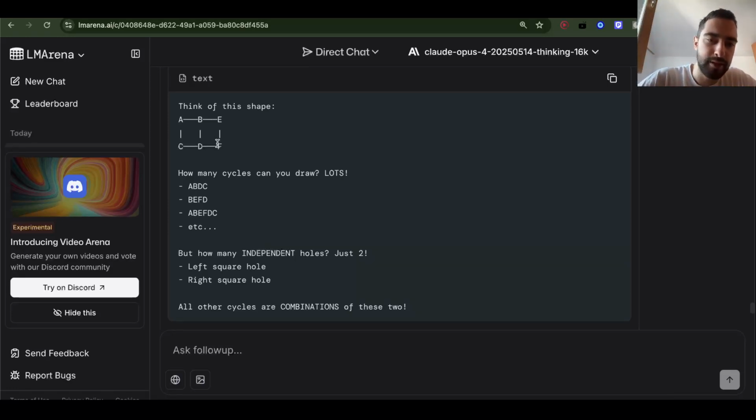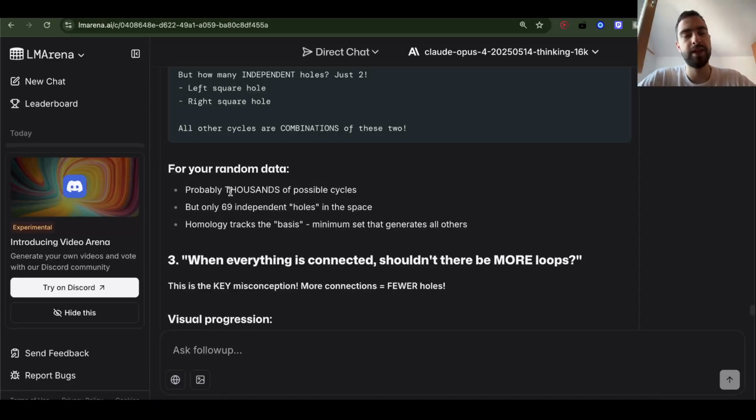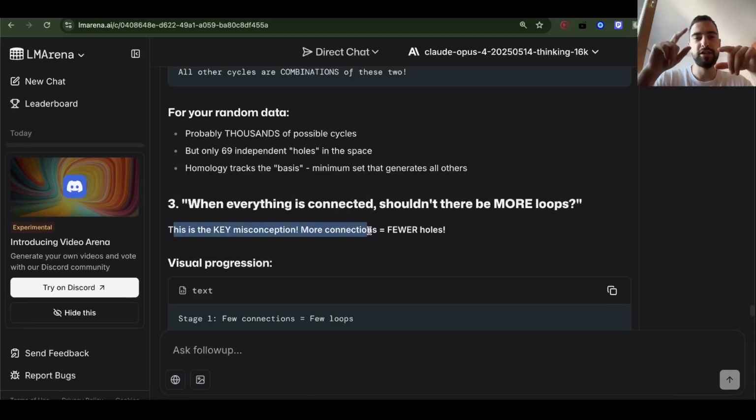And if you have two diagonals here, then this would completely destroy this loop, that hole, because there would be no loops inside. Both of the loops that are formed with one diagonal would get cut by the other diagonal, so there would be no holes anymore. We only want loops that have no connections inside. So in our random data example, we might have thousands of possible cycles, but we only want to track independent holes in the space that are not formed from smaller loops, just independent holes that have no connection inside of them. Homology tracks the basis, the minimum set that generates all others. And keep in mind, when everything is connected, there are fewer holes, because all of the loops now have connections going through them.